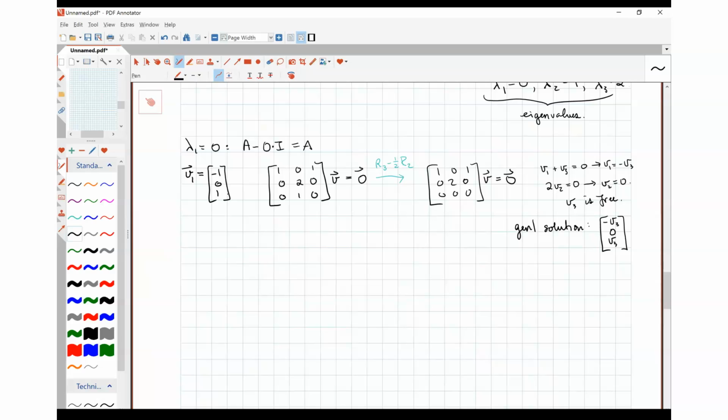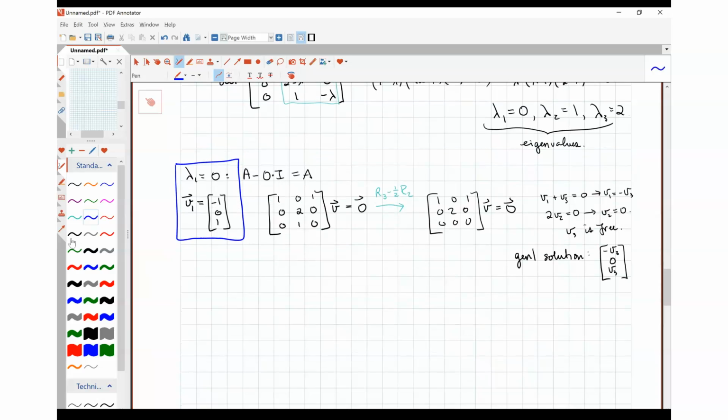Because you could pick anything you want. I mean, if you picked V3 to be equal to negative 1, then your vector would be 1, 0, minus 1. Maybe that's simpler. It doesn't matter. So that's 1. And then we have 2 more.